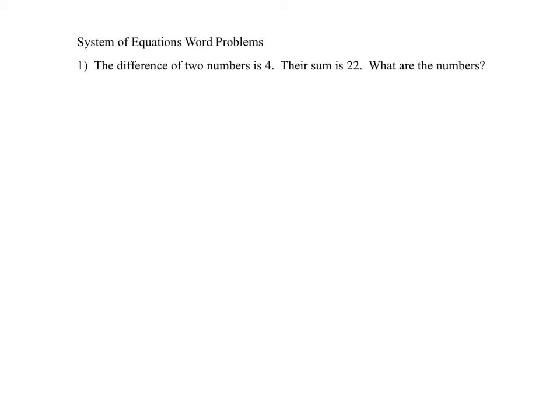Hi, so in this video we're going to be solving word problems using a system of equations. So I have the first one. It says the difference of two numbers is 4. Their sum is 22. What are the two numbers?